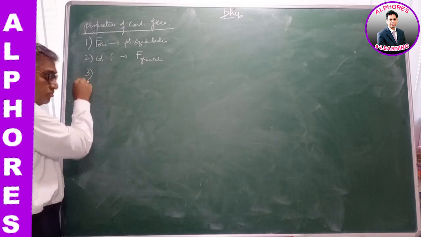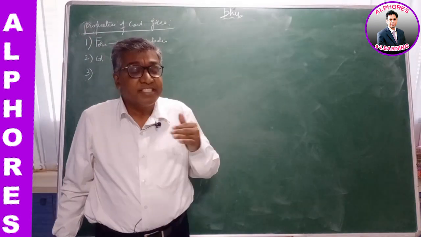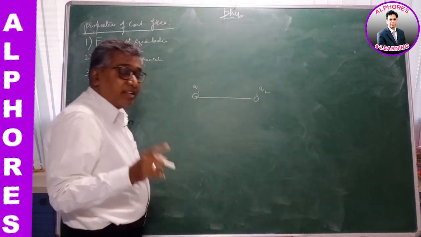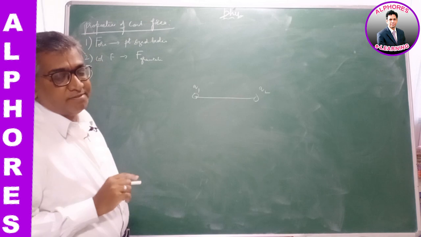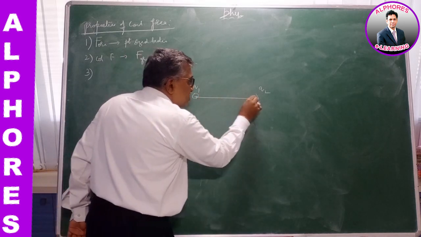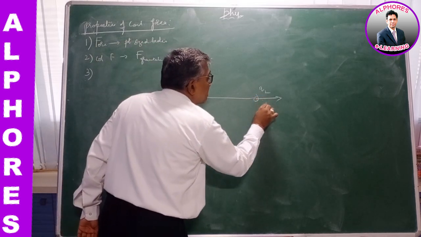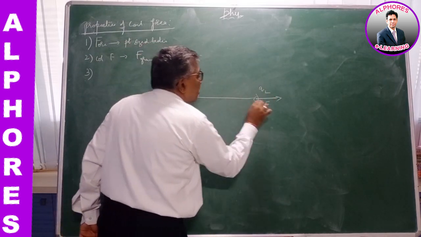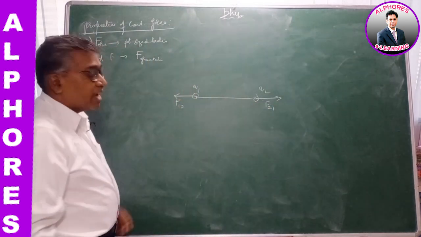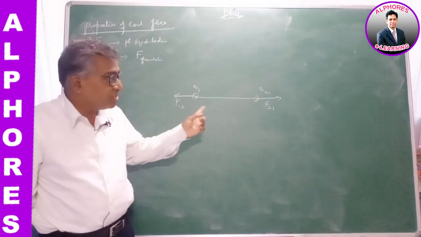Third, Coulomb's law obeys Newton's third law, right? Action-reaction pair. So if the charge is Q1 and this is Q2, a charge can never exert force on itself. It exerts force on the other charge. So this exerts force on this charge, repulsion, and even this exerts force on this charge. This is the force on the second charge due to first, and this is the force on 1 due to second. Both the forces are an action-reaction pair, obeying Newton's third law.